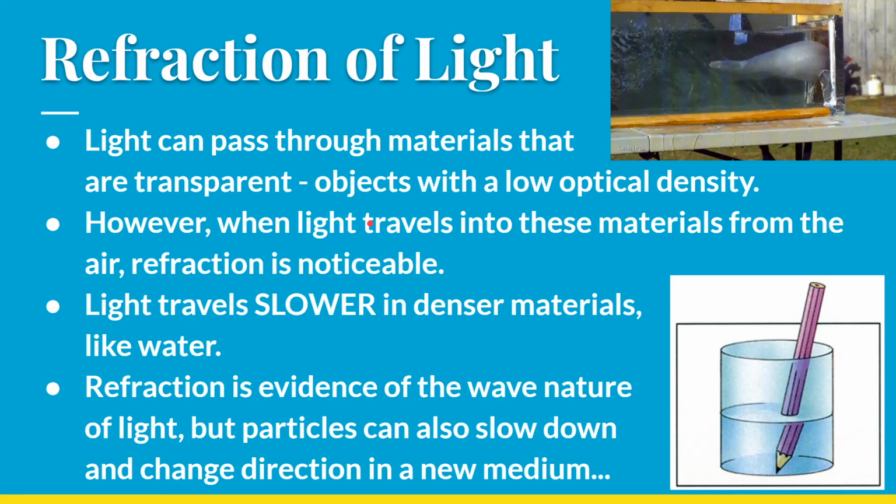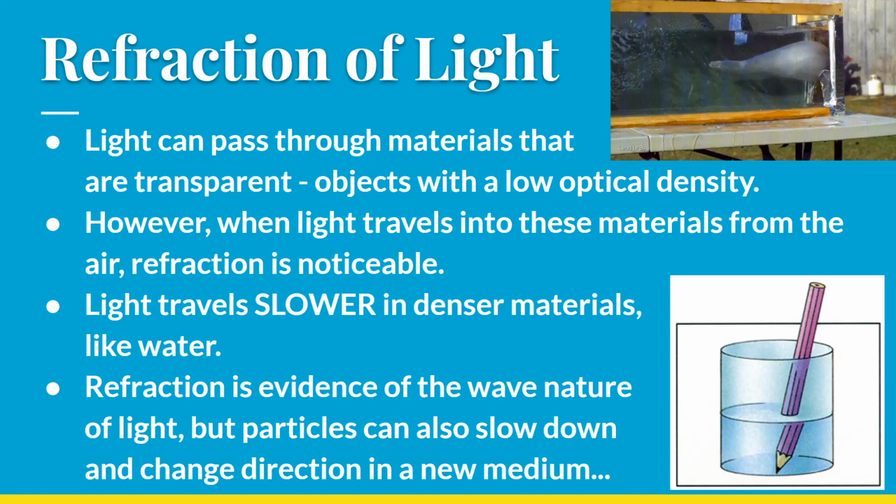Okay, so we know that light reflects. One of the other wave behaviors we talked about is refraction. Light can pass through materials that are transparent, objects with a low optical density. That's the way that we describe that transparency or degrees of transparency. However, when light travels into these materials from the air, refraction is noticeable.